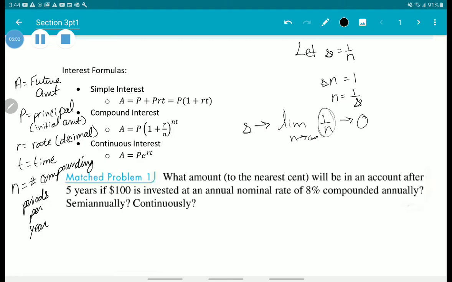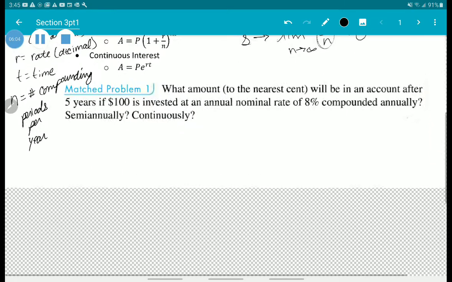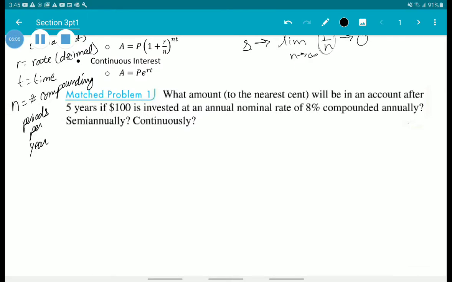So let's talk about how we're going to use the formulas. In the first one, what amount will be in an account after 5 years if $100 is invested at an annual rate of 8% compounded annually? Notice they're using compounded annually. That tells us we're going to use first the compound formula.